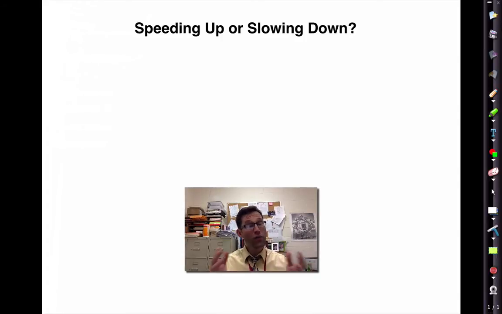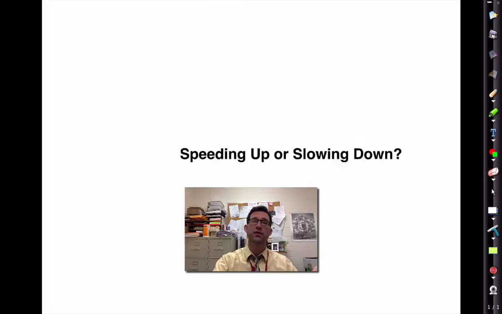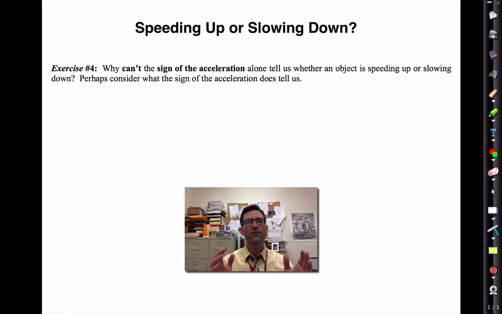Now, of particular interest often in applied problems is figuring out whether an object is speeding up or slowing down, because sometimes we're speeding up, sometimes we're slowing down. Kind of depends. So one of the fundamental misconceptions that we should try to get rid of before it even takes root is why acceleration alone can't tell us whether an object is speeding up or slowing down. And then it says perhaps consider what the sign of acceleration does tell us.